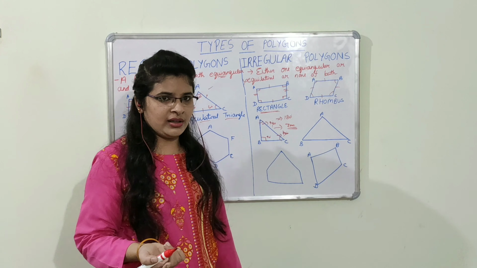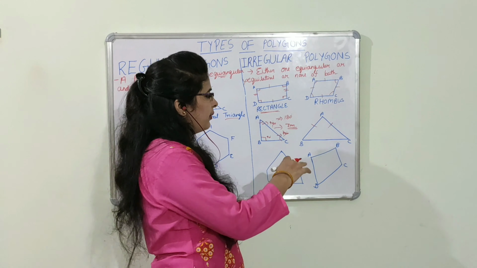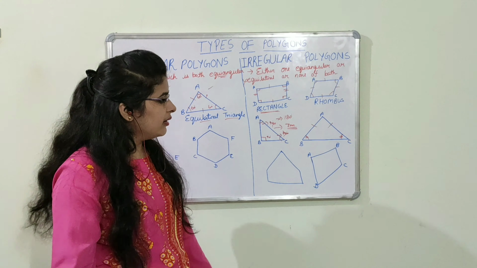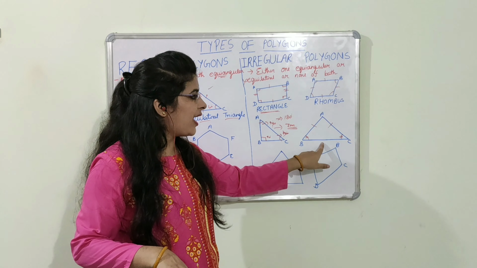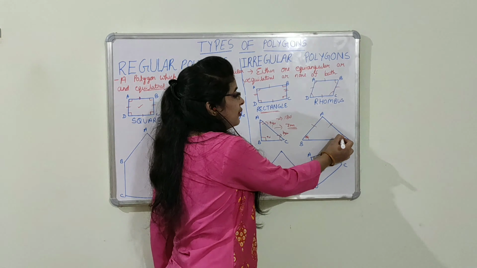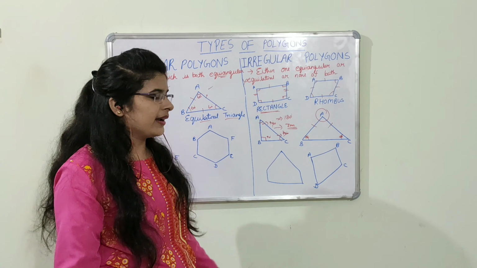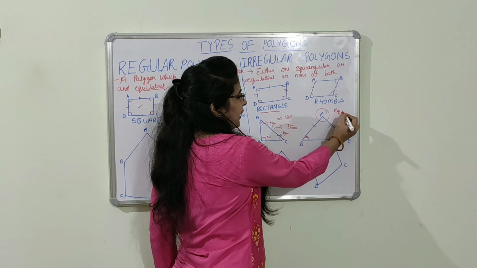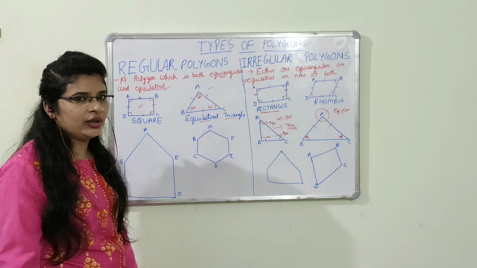This is an isosceles triangle. What is an isosceles triangle? In which two sides are equal and the angles made by these two sides with the base are also equal to each other. Here we can see that only two sides are equal. These two sides are not equal to the third side, and only these two angles are equal to each other. The third angle, that is A, is not equal to angle B and angle C. So none of the conditions is satisfied, meaning it is not equilateral and it is also not equiangular. Therefore, this is an example of an irregular polygon.